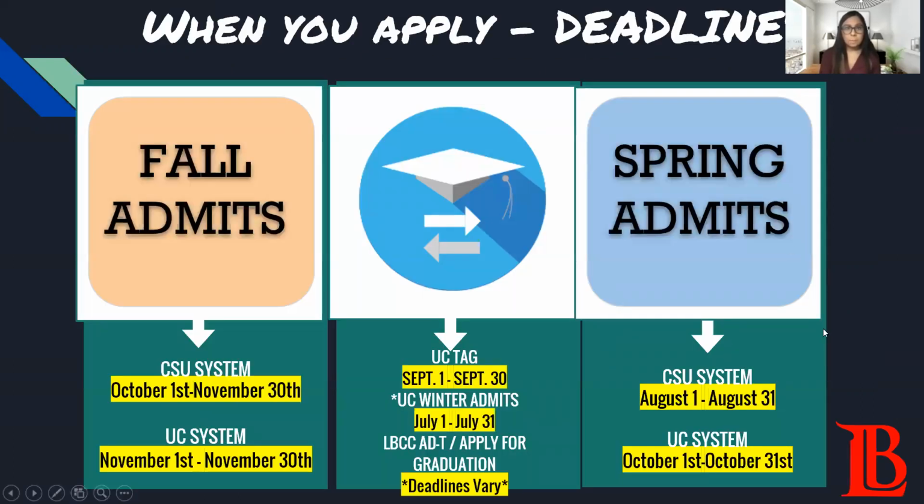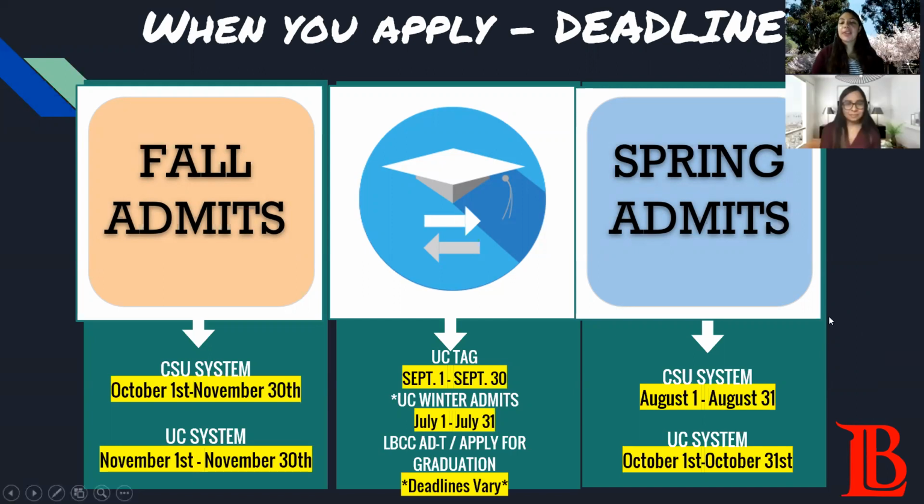So for the application deadlines, you're probably wondering, well, when do I have to apply? This is actually really important, and it's also something that sometimes keeps a lot of LBCC students still at LBCC because they don't know the deadlines and they may miss them. So it is important for you to keep all of these deadlines in mind, specifically for when you want to apply. So for example, for fall, we have the Cal State application.